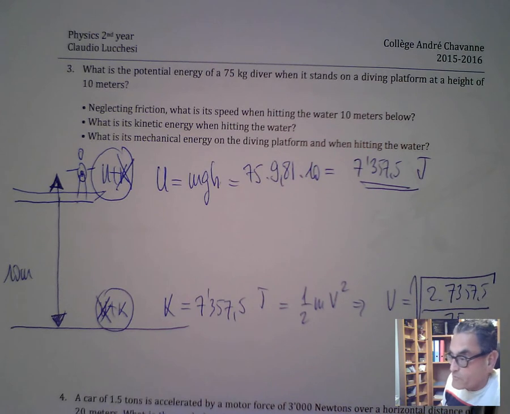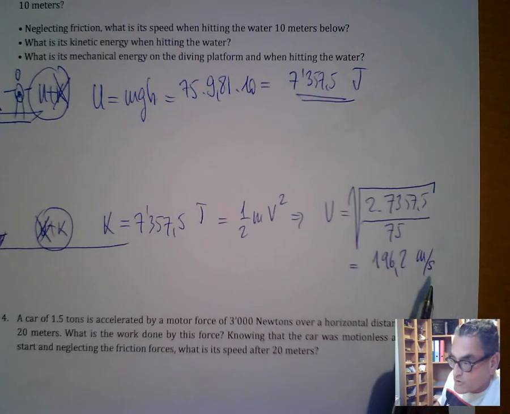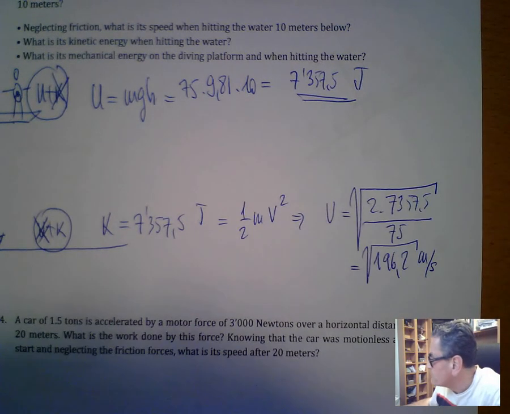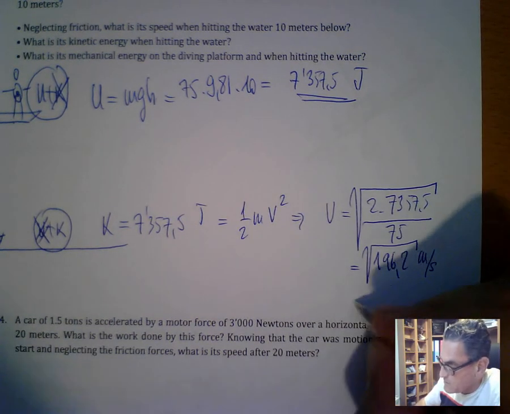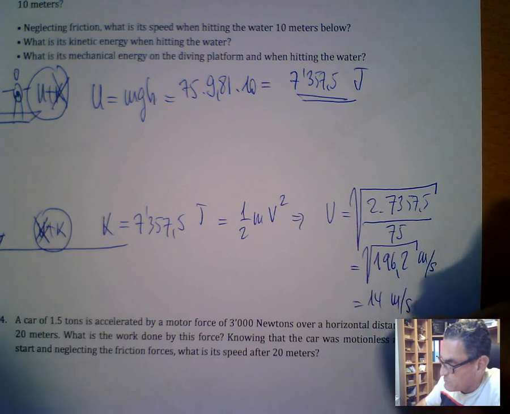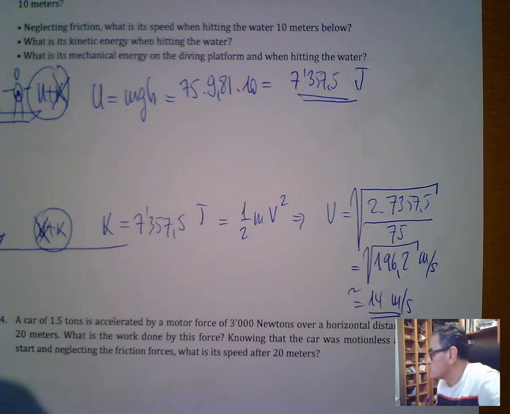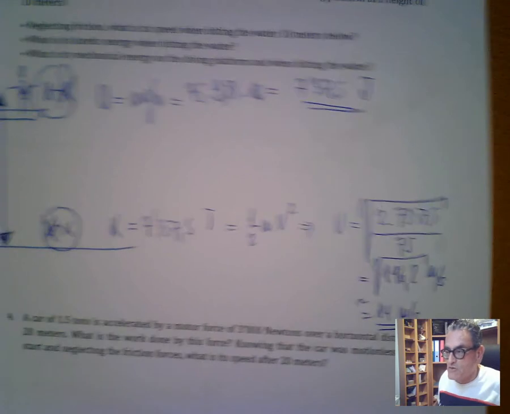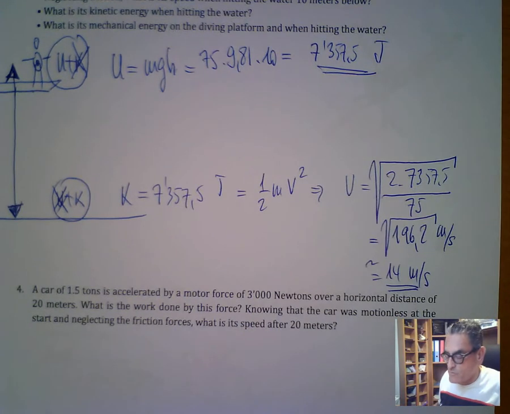Okay, when you end up with a result which doesn't look good, ask yourself questions. So it's going to be the square root of that, and the square root of that is 14 meters per second, pretty much exactly 14.007. Okay, this is a typical exercise in which we compute some kinematical quantity based on energy. Okay, good.